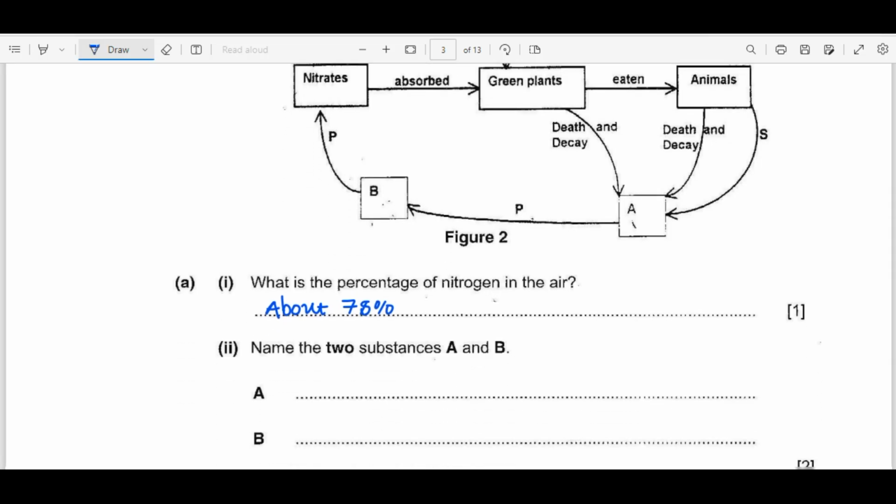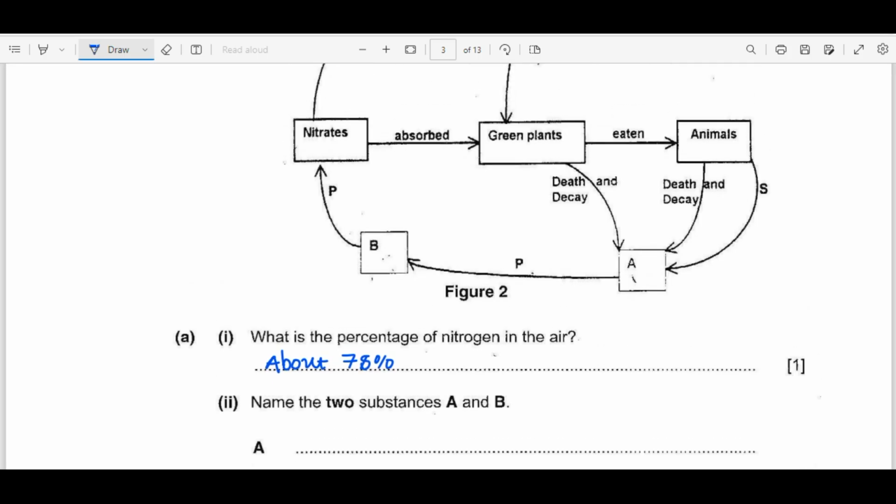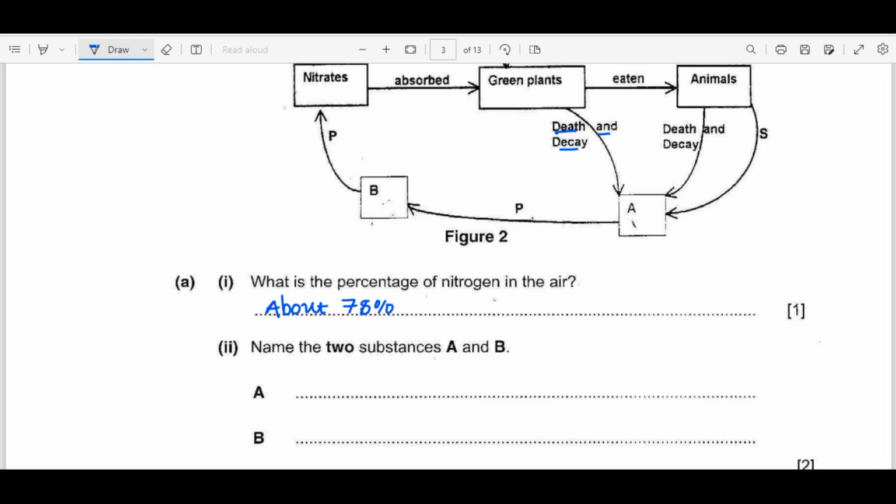Then what of question Roman number 2? Name the two substances A and B. If you look at substance A, then we have some arrows. We have death and decay. What happens to a plant if it dies and undergoes decomposition? Same applies to the animals. This A can be, depending on the book that you are using, I've seen different information on this one. In some books you may find this one as organic matter.